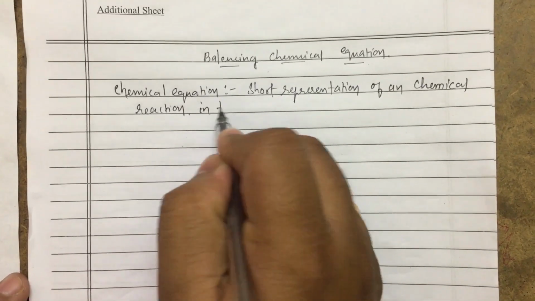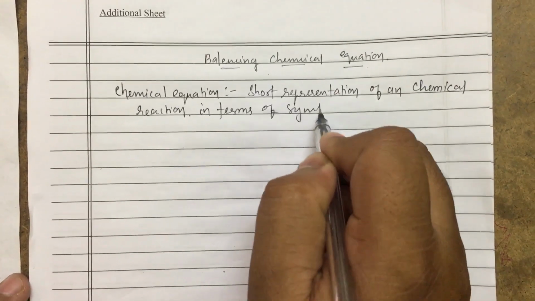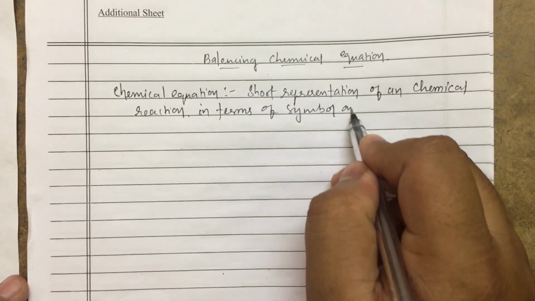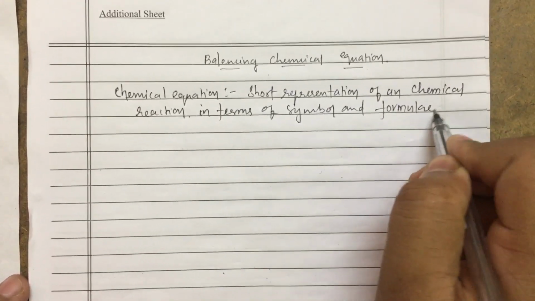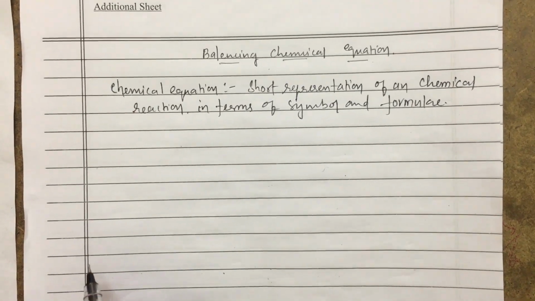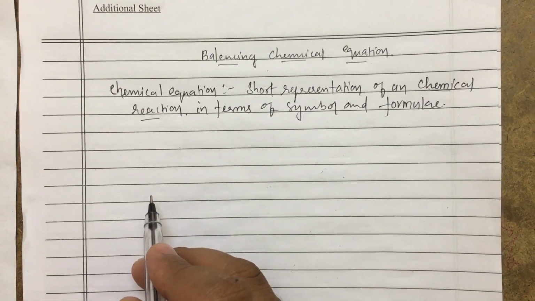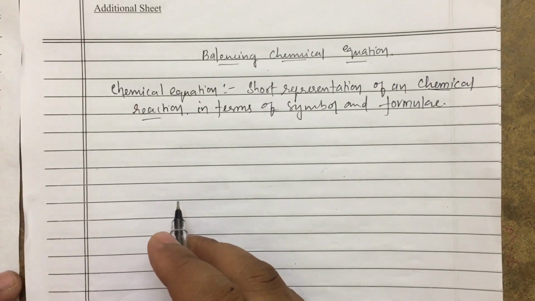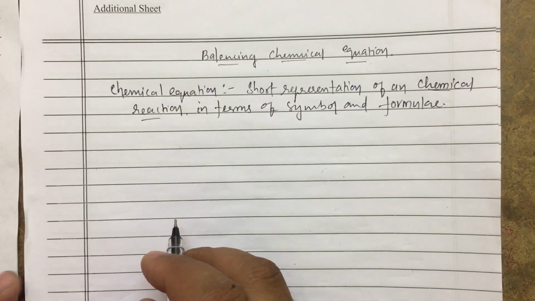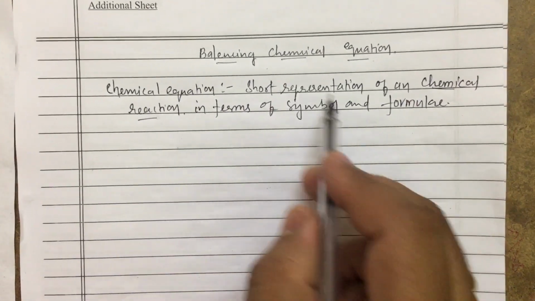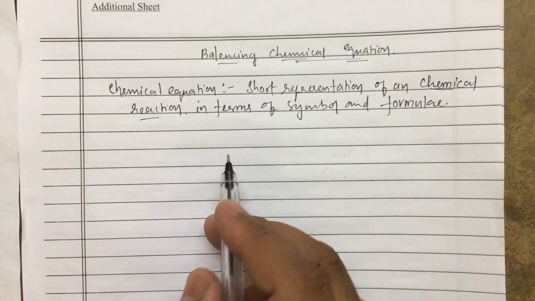We write chemical equations in terms of symbols and formulae. So what is a chemical reaction here? A chemical reaction is a process in which a new substance is formed with new properties. That is called a chemical reaction. So we write this chemical reaction in the form of a chemical equation.